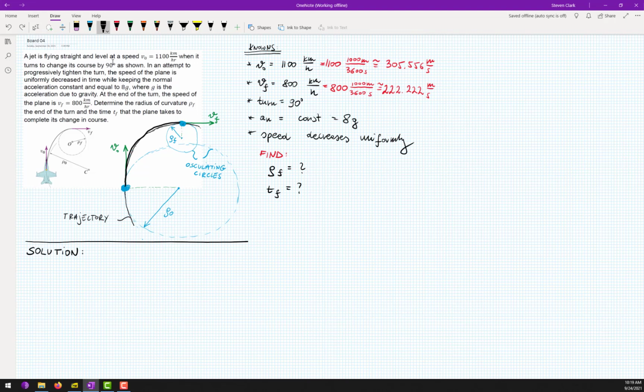Okay, it also changes. What else do we know? Aha, we know velocity initial, which I converted from kilometers per hour to meters per second. And we know velocity final, and I did the same thing with it. Turn is 90 degrees. Oh, we know a good thing. AN is always 8g, okay, it's constant. This is a good thing. And by the way, they also told us that speed decreases uniformly. And you guys will translate it to me later into a mathematical expression, okay? What they ask us to find is radius of curvature final and how much time it takes that plane to take that turn, okay? Rho final and t final.